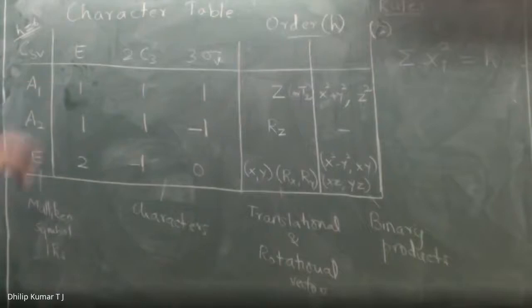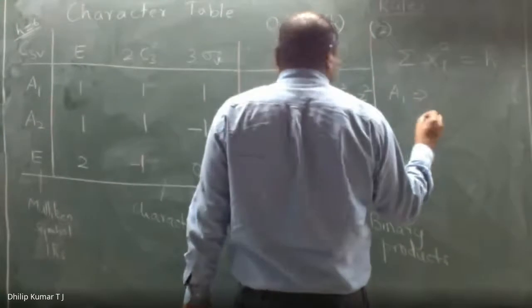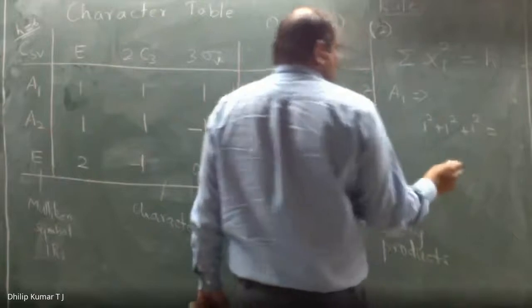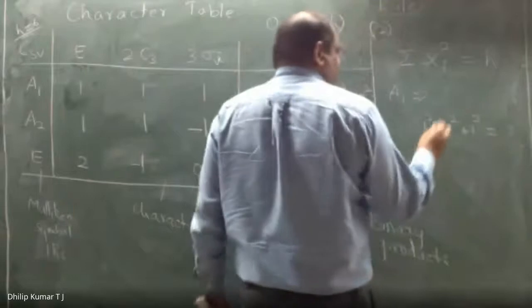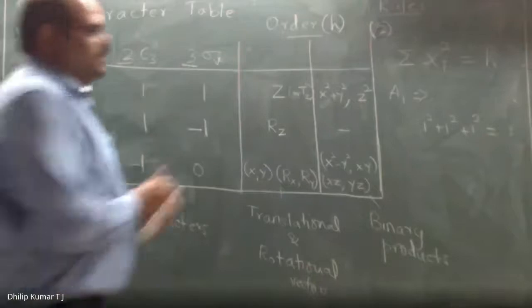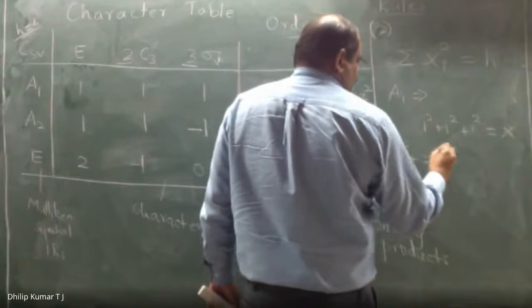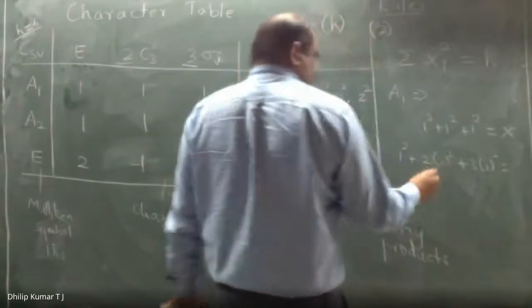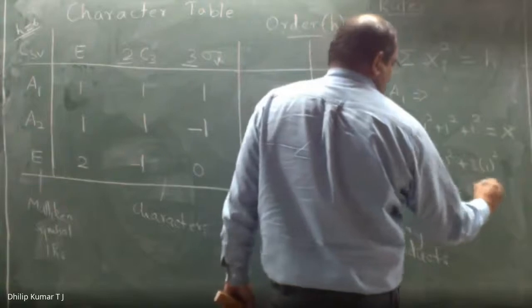So take any IR, say A1. In the case of A1 it is 1 square plus 1 square plus 1 square, which would be just 3, right? It's not correct, it should be 6. You have to multiply with these numbers, the 2 and the 3 also. So you have to do 1 square plus 2 into 1 square plus 3 into 1 square. Now you get 1 plus 2 plus 3, which is 6.